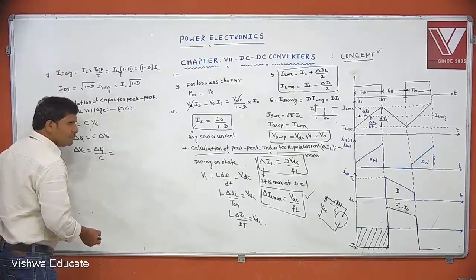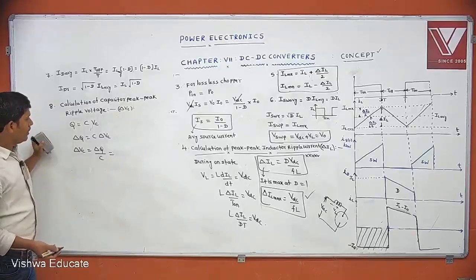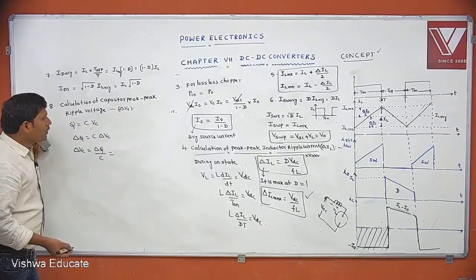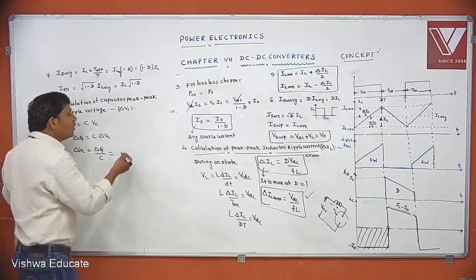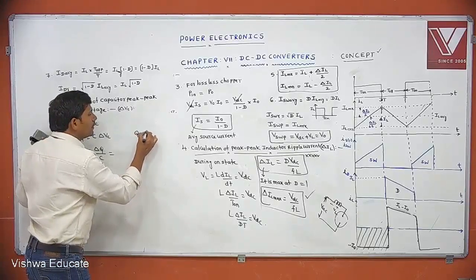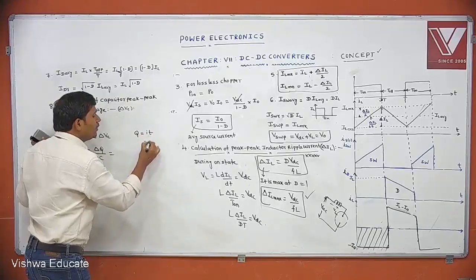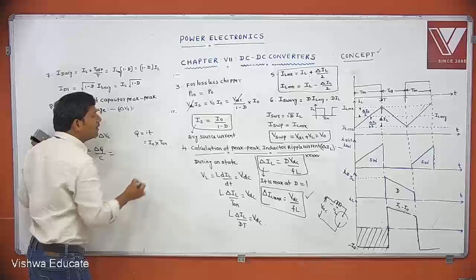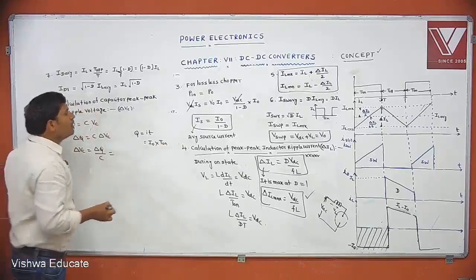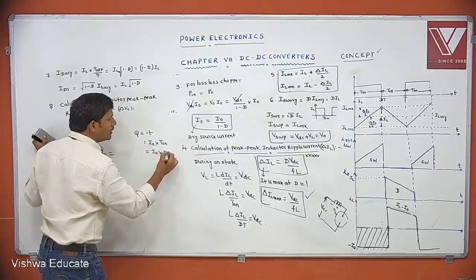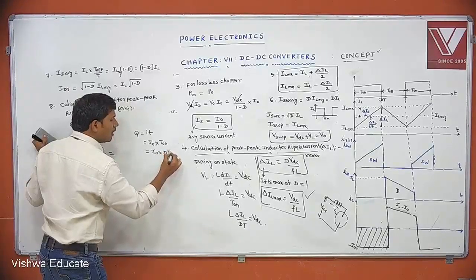Shall we write it like this? Yes, you write delta Q. Q equals IT, but instead of I, you take I naught, during the on time. Then how to write T on? Q equals I naught into dt, that is, I naught into T on.